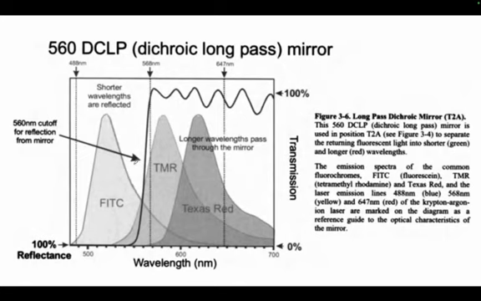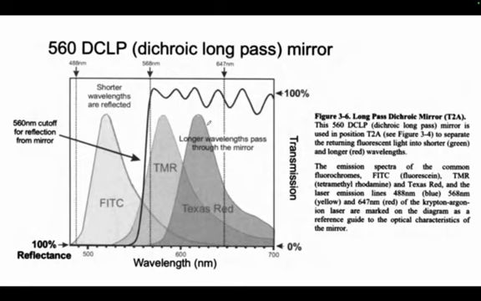Here you can see in the blue-green range, all of this light is getting reflected. Suddenly at around 550, 560 nanometers, you can see all the light starts getting transmitted through the mirror. So shorter wavelengths are reflected, longer wavelengths pass through the mirror.